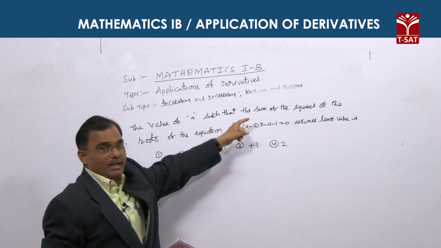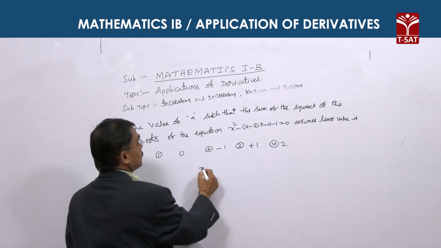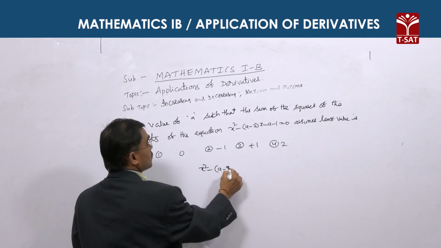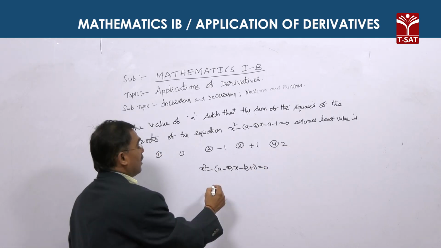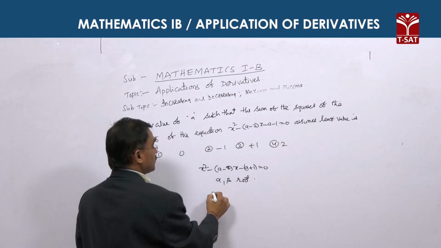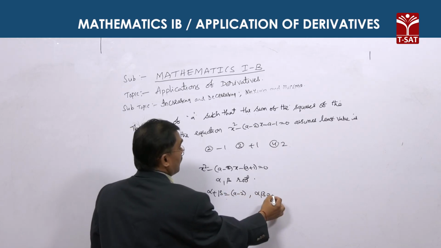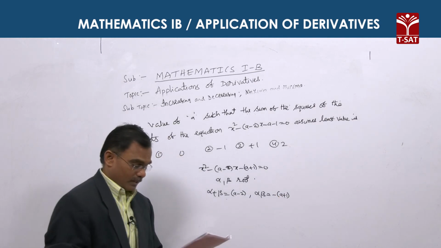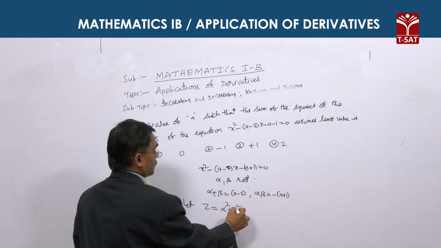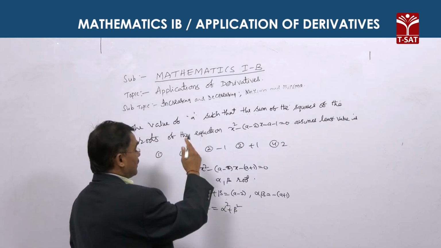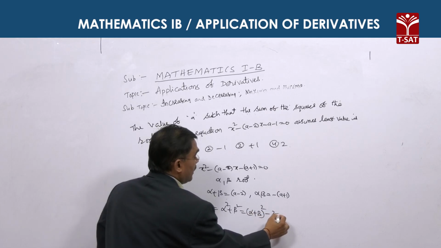What is asked? The value of a such that the sum of the squares of the roots of this equation assumes the least value. So suppose the given quadratic equation is x^2 minus (a minus 2)x minus (a plus 1) equals 0. Suppose alpha, beta are the roots of this equation. So the sum of the roots alpha plus beta is equal to minus b by a, the value is a minus 2. And the product of the roots is equal to c by a, the value is minus (a plus 1). What is asked is the sum of the squares of the roots. Let z equal alpha squared plus beta squared. Find this minimum value, the least value, then we get the value of a. So z is equal to this, which can be written as (alpha plus beta)^2 minus 2 alpha beta.